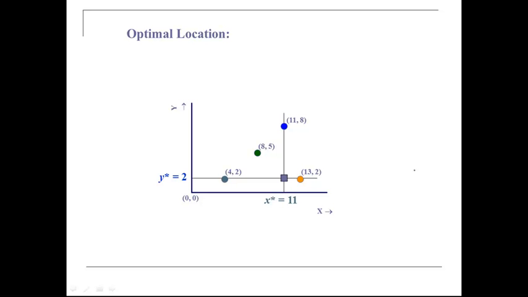Okay, so that's the solution we obtained, based on the information that we have of the existing locations of the other facilities and the weights in terms of distance travel from one location to the new location. Using that information, we got that the best location for this new facility is 11 and 2. Any questions so far?